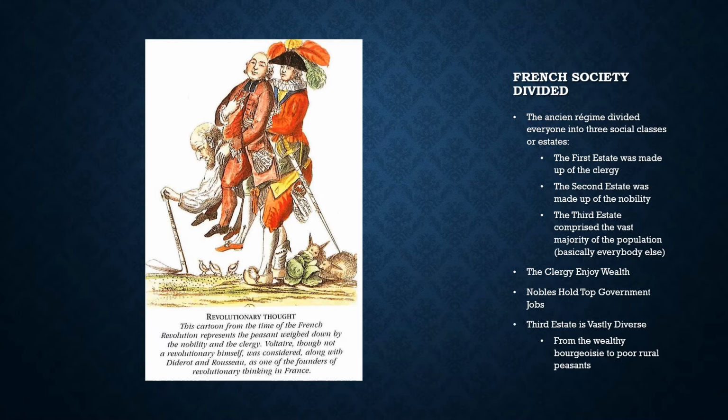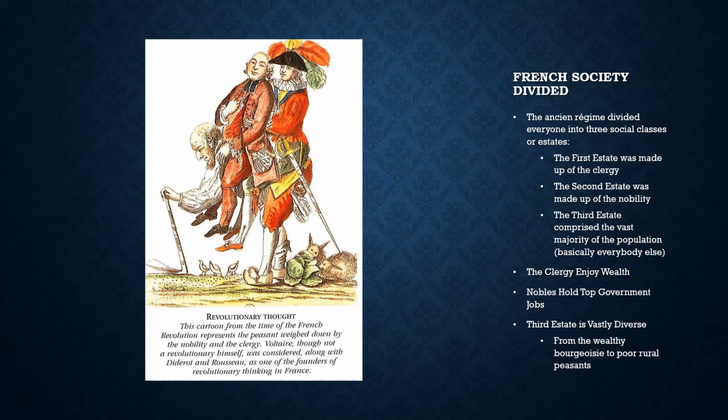In 1789, France, like the rest of Europe, still clung to an outdated social system that had emerged in the Middle Ages. Under the Ancien Regime, or Old Order, everyone in France was divided into one of three social classes, or estates. The first estate was made up of the clergy, the second was made up of the nobility, and the third estate comprised the vast majority of the population.